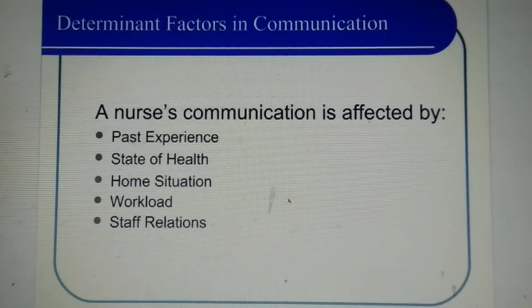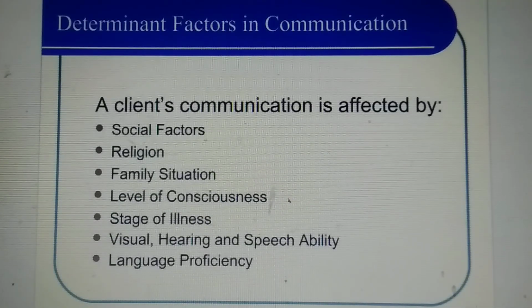Nurse communication is affected by past experience, state of health, home situation, workload, and staff relations. You all know, I think these are the factors in my country also. Client communication is affected by social factors, religion, family situation, level of consciousness, state of illness, visual, hearing, and speech ability, and language.